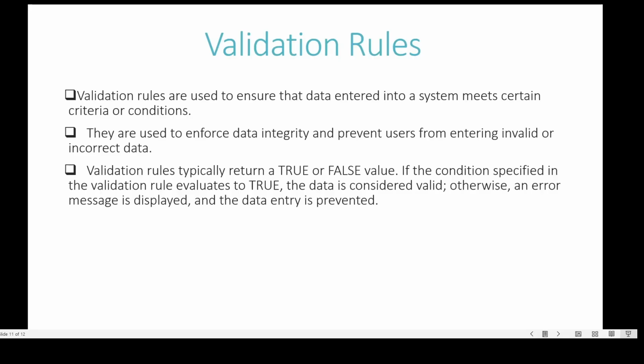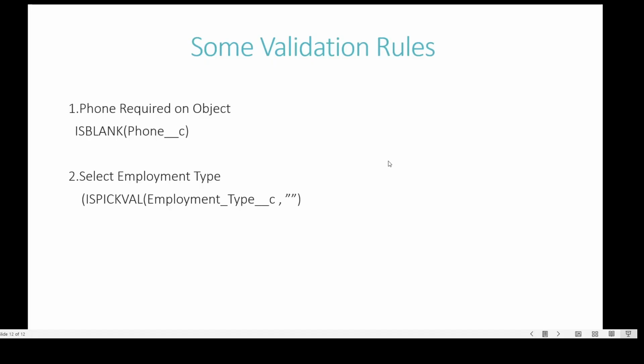What are validation rules? Validation rules are used to ensure that the data entered into a system meets certain criteria or conditions. They are used to enforce data integrity and prevent users from entering invalid or incorrect data. Validation rules typically return a true or false value. If the condition specified in the validation rule evaluates to true, the data is considered valid. Otherwise, an error message is displayed and the data entry is prevented. We will learn some basic validation rules, like phone required on an object and select employment type.